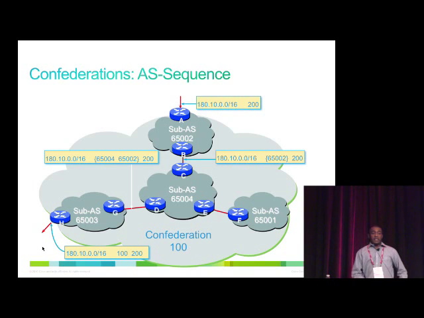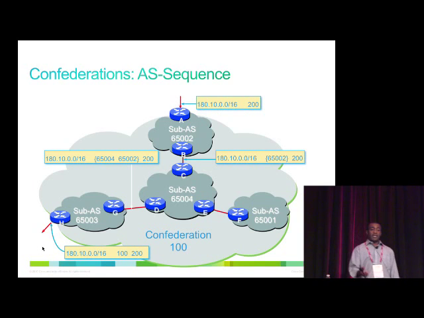So the AS sequence number is very important to understand here. If you look at the route received from an outside peer, AS200, 180.10.0.0/16, when it is advertised to the next confederation, 65004, it has 200 and then 65002, which is the confederation AS number.